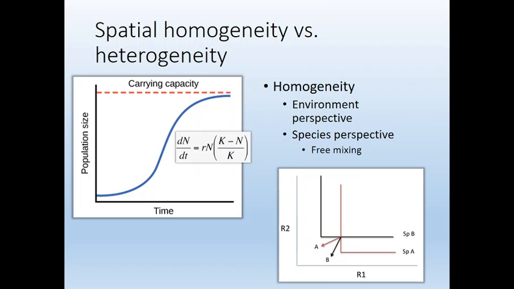And that system itself is completely homogeneous from the environmental perspective. One spot in the system is exactly the same as another spot. Even with this logistic growth model here, there's no mention of the environment itself. So the species themselves are the same in each part of it, and the species are free mixing, meaning they can basically go wherever they want.